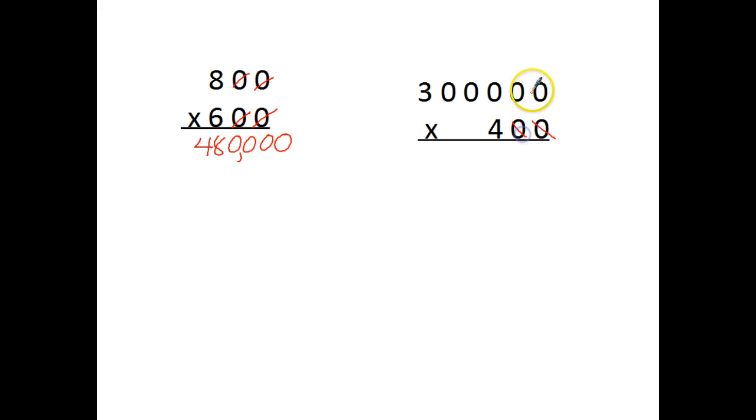Zeros again. 1, 2, 3, 4, 5, 6, 7 of them. So I'm going to put 7 zeros down at the bottom. I'm still left with 3 times 4, which is 12. Put in my commas. 120 million.